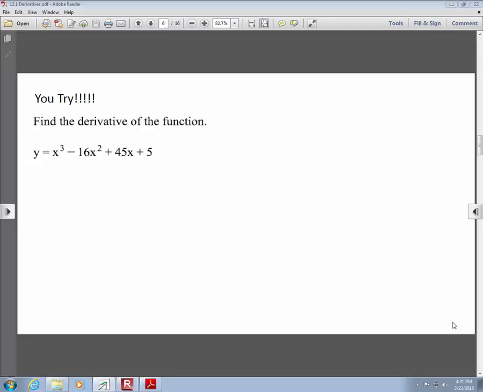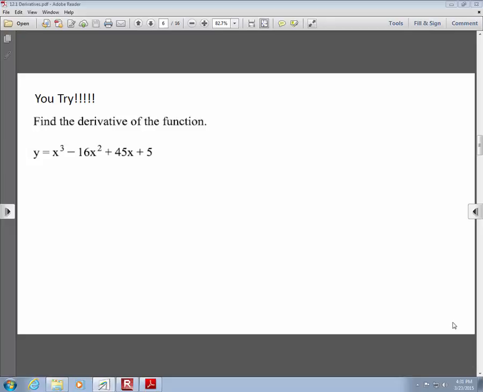Or you could have written it like this. You could have said f prime of x is equal to 3x squared minus 32x plus 45. I'm just showing you the different notations. Or you can go dy dx is equal to 3x squared minus 32x plus 45. I'm just illustrating what that last slide was telling us. You can use different notations. These different notations mean derivative. So that's your answer. That's how you take the derivative.